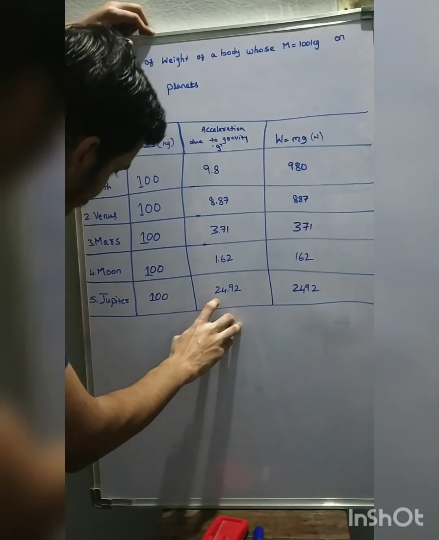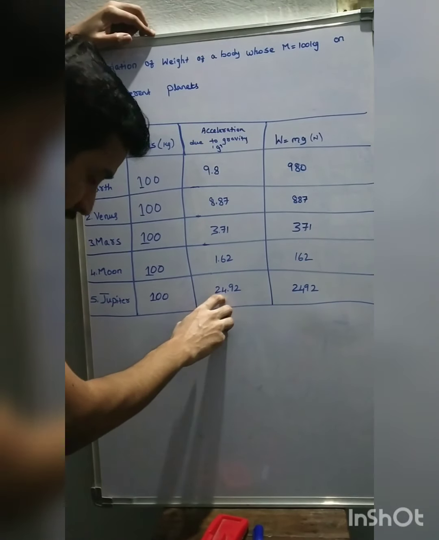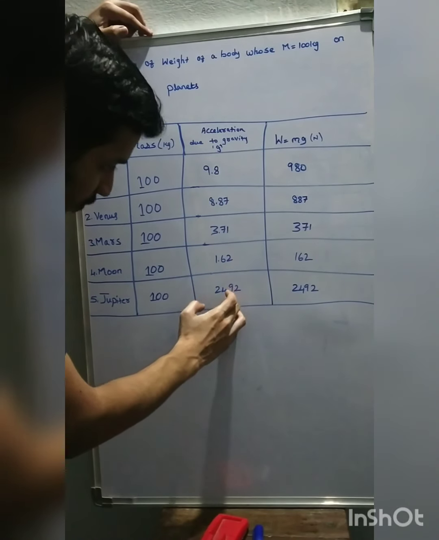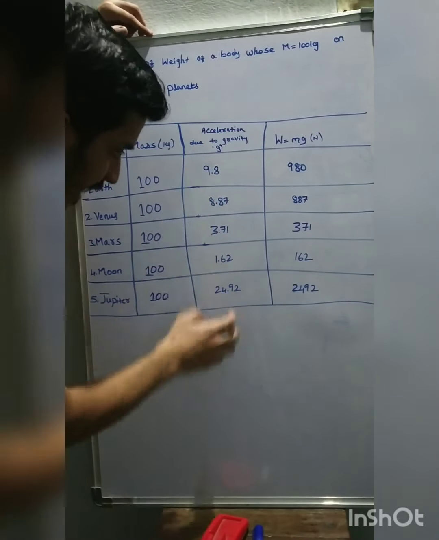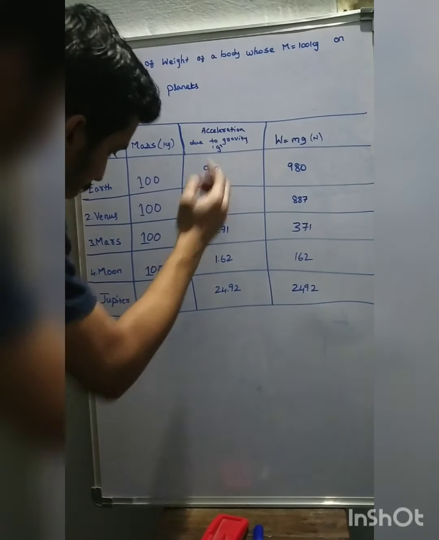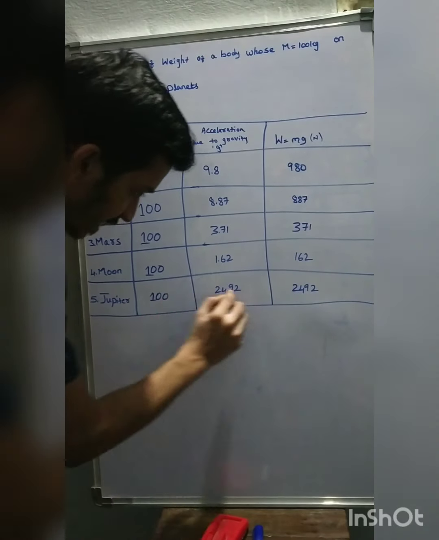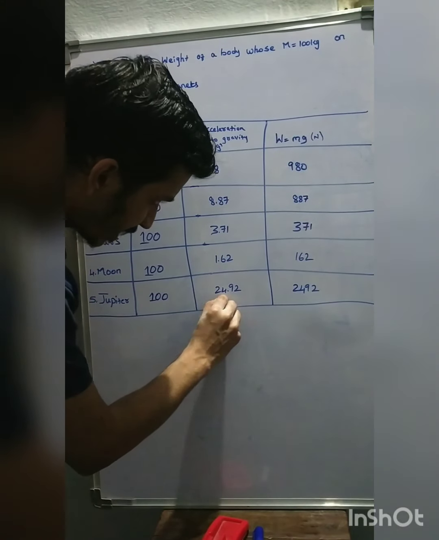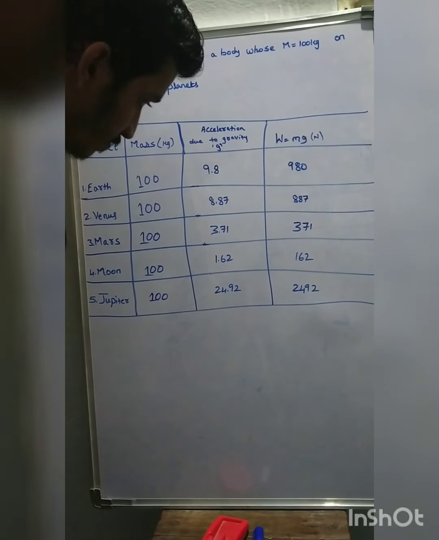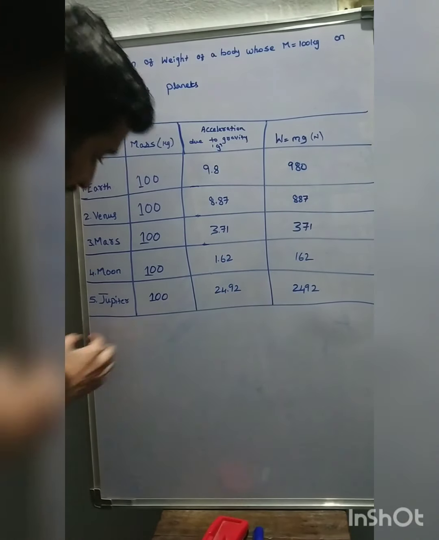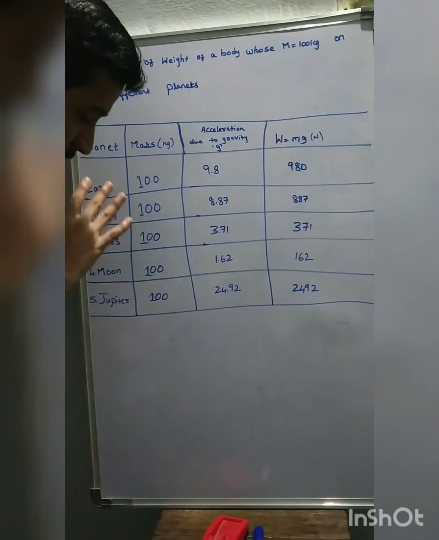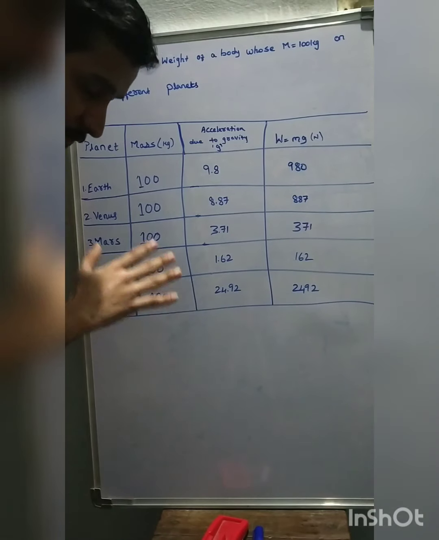At last, if you see Jupiter, the same body whose mass is 100 kg is weighing 2492 newtons, because its acceleration due to gravity is 24.92, which is almost 2.5 times more than that of the Earth. So the weight of a body whose mass is 100 kg on Jupiter is 100 into 24.92, that is 2492 newtons. So weight depends upon the acceleration due to gravity of the planet, but mass remains constant all over the globe, or we can say universe.